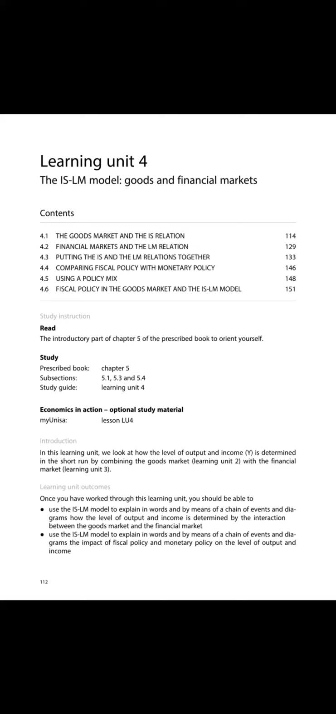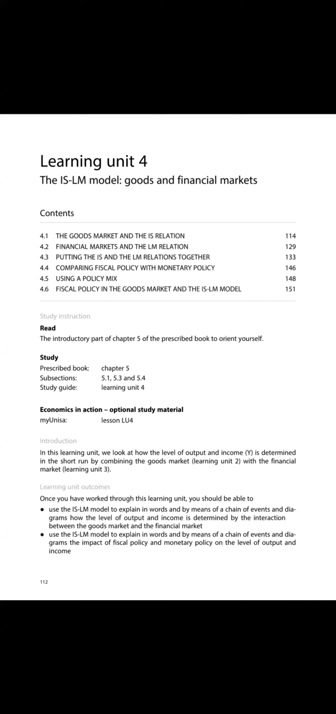So we say the IS is the goods market. What we are doing in terms of the goods market now, we are going to be putting the interest rate on the y-axis. So we want to assess the interest rates against the level of income, right? So both in the goods market and in the financial market. We want to see what effect the interest rates have on that. So we do so by drawing the IS-LM curve.